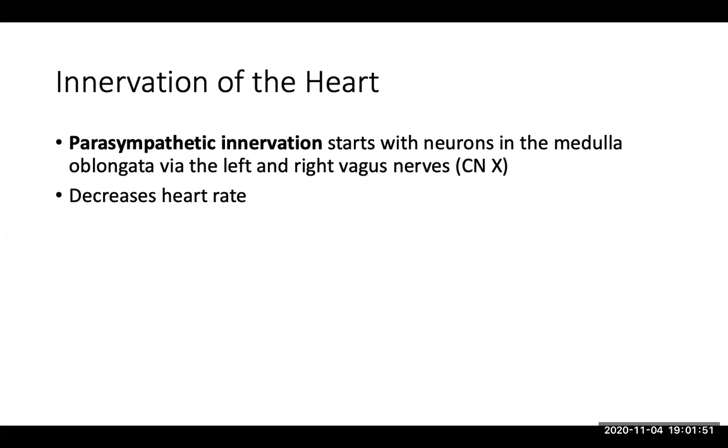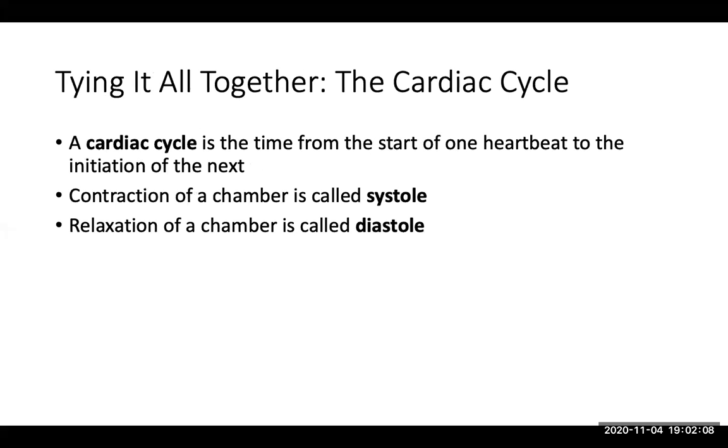The parasympathetic innervation will decrease heart rate. It will start with neurons in your medulla oblongata via your left and right vagus nerves. So that's cranial nerve number 10. And your parasympathetic innervation, again, decreases heart rate. Again, that's known as your rest and digest division.